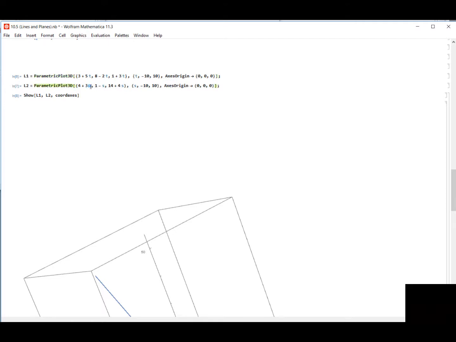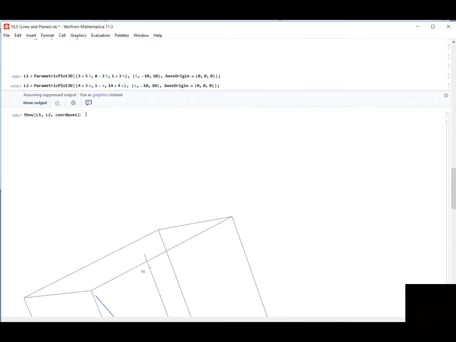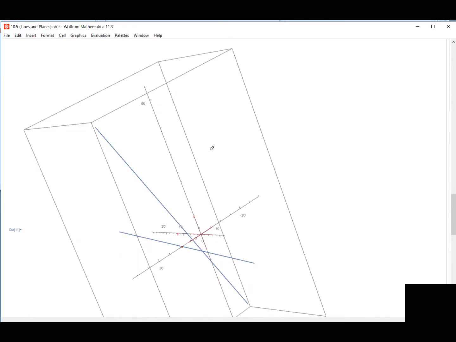But real quick, I'm using ParametricPlot3D, and then I just type in each, here's my x equals 3 plus 5t, my y component, my z component, and then I went ahead and told it where the origin was just to make sure we're clear. And then for the second line, I used p as the second variable. Here I'm using s. It's fine either way, doesn't matter. So we'll just run those 2 graphs. I've already run coordinate axes, so I can click Show now, and it spits it out.